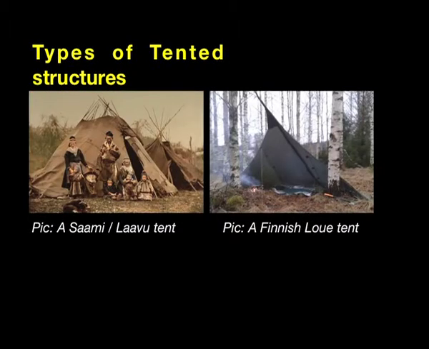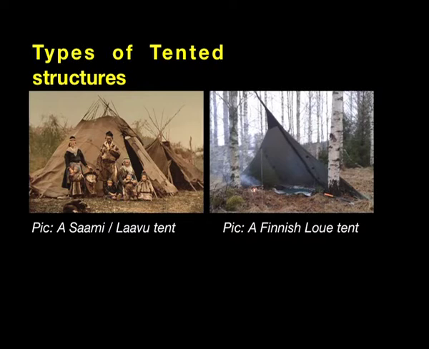Here, this tent on the left is a Sami tent or the Lavvu tent, which is used by Nordic people. Nordic people are people who live in the Scandinavian region. They have access to wood, sticks and skin. So, this tent is made up of skin and wood. The one on the right is called a Finnish loo tent. A Finnish loo tent is not a complete cover.